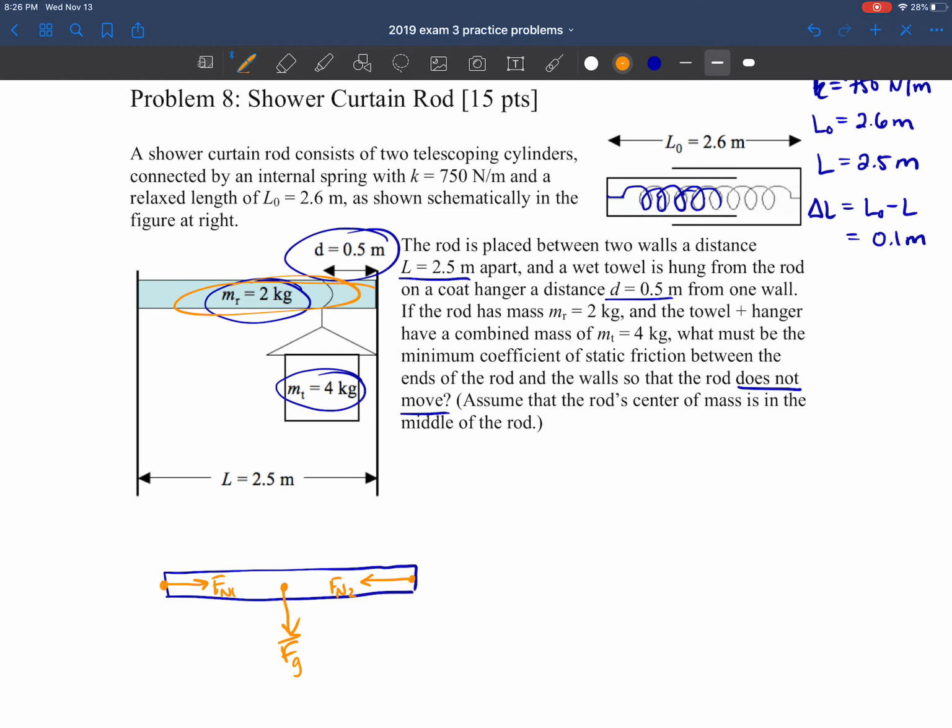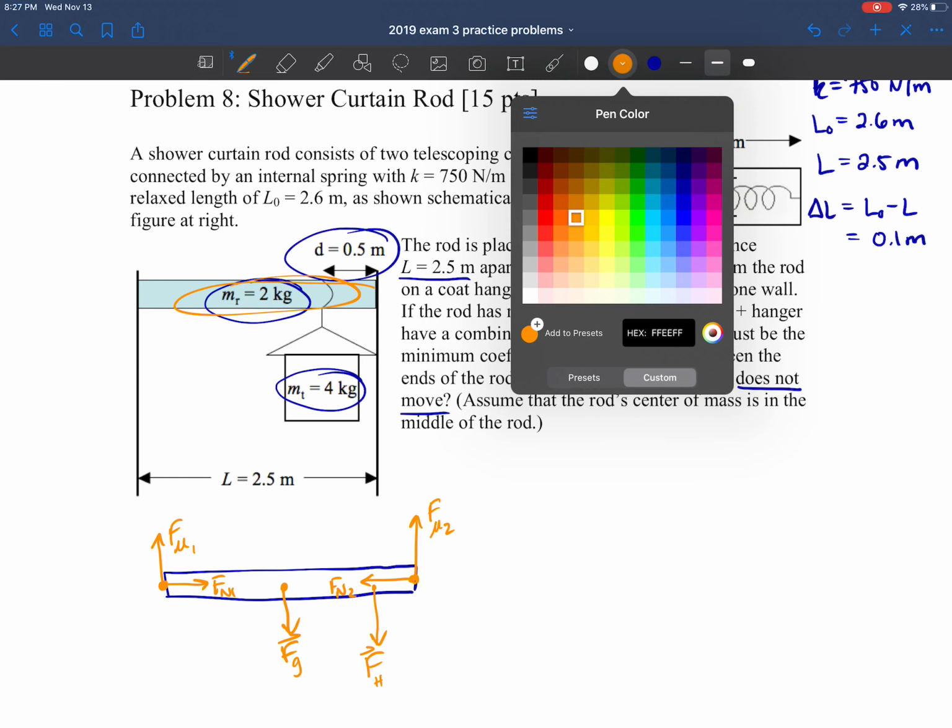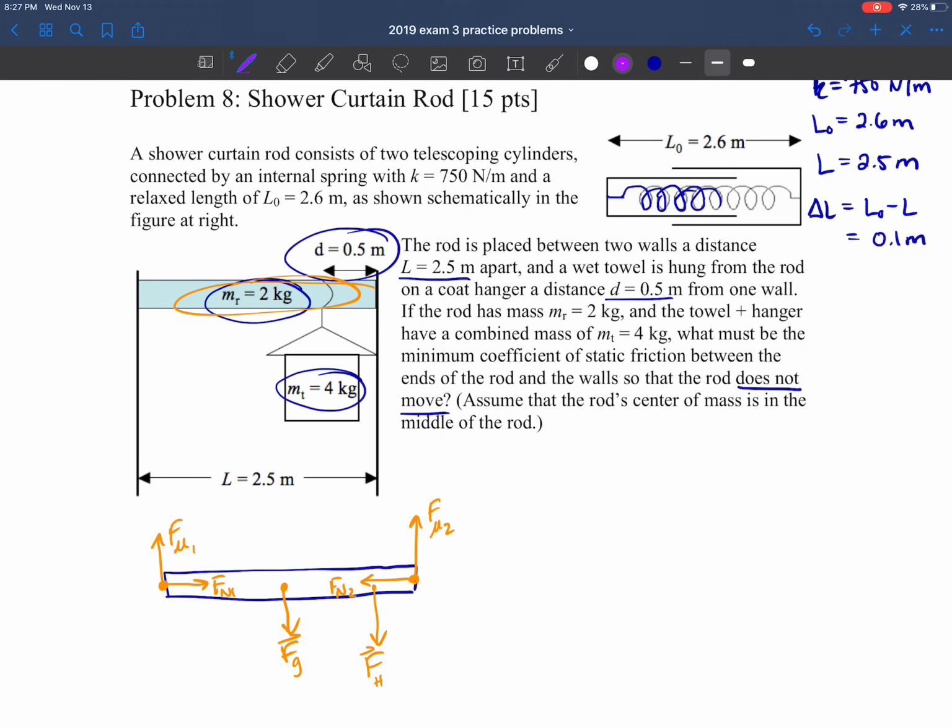Okay, and then the rod isn't sliding down the wall, so there must be some friction forces. So we have one that goes up like that, so this is the force of friction 1, and over here we have force of friction 2. And then the last force we have is the force from the hanger. So that's the force from the hanger, and that's a distance, this distance here, D, and the total distance is L.